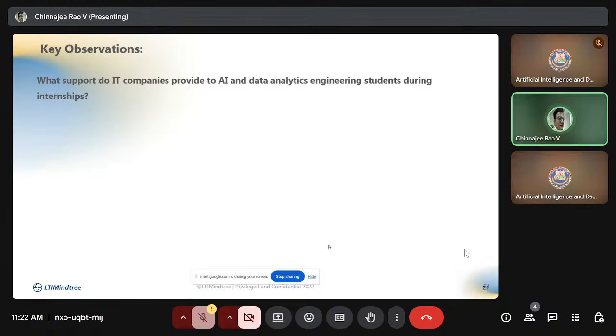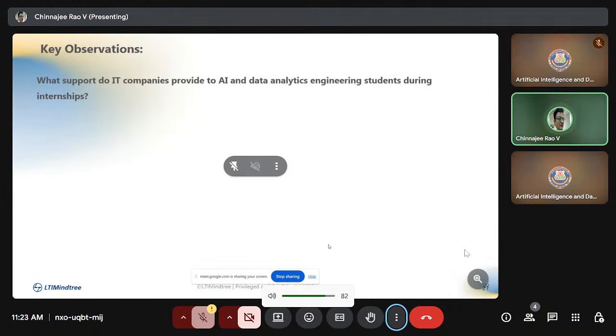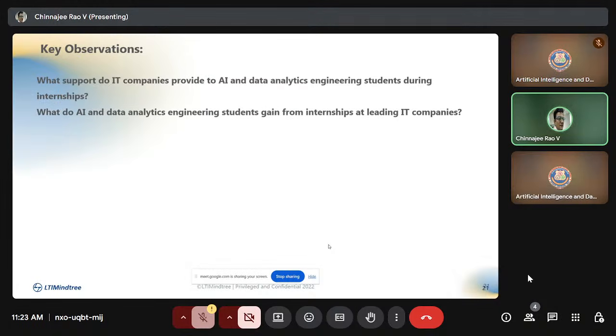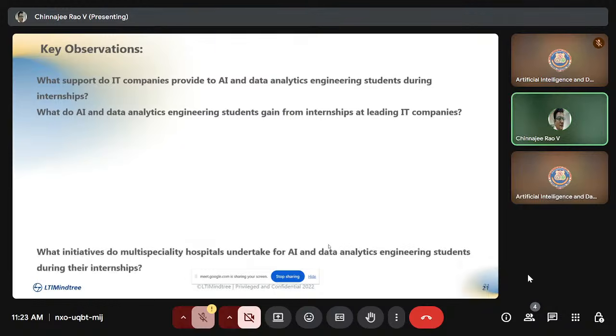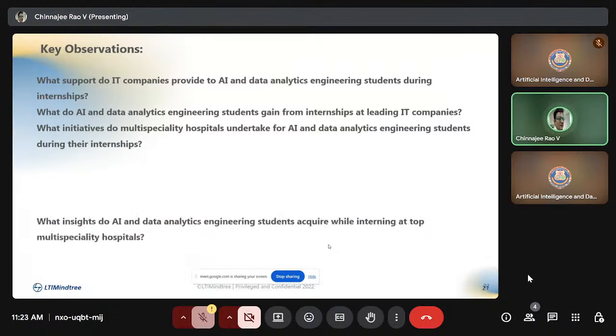This is general. Now I'm coming to three categories. One is the IT company: what is the IT company looking for in AI and data analytics students? What support do they look for from students after hiring, for internship? A lot of companies now give internships. Those who come for internship, what will they learn and what can they expect from the IT company? Same way, I covered two other possibilities: the healthcare industry and the medical hospitals.